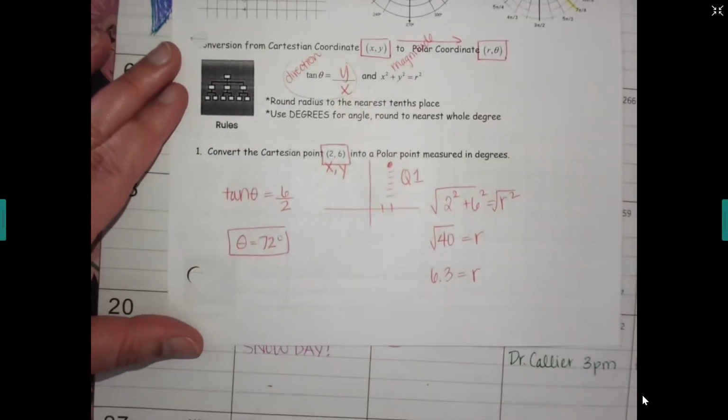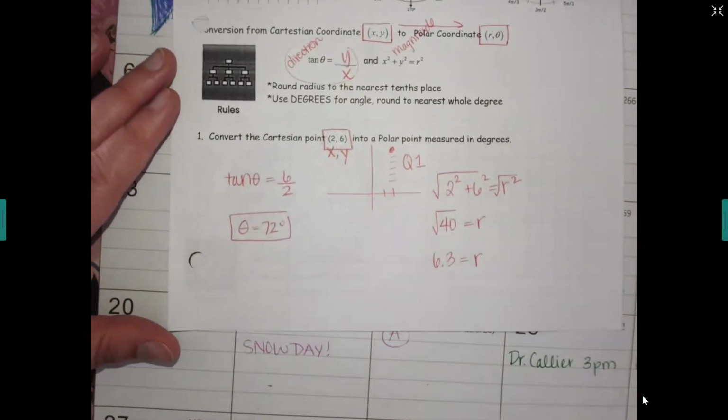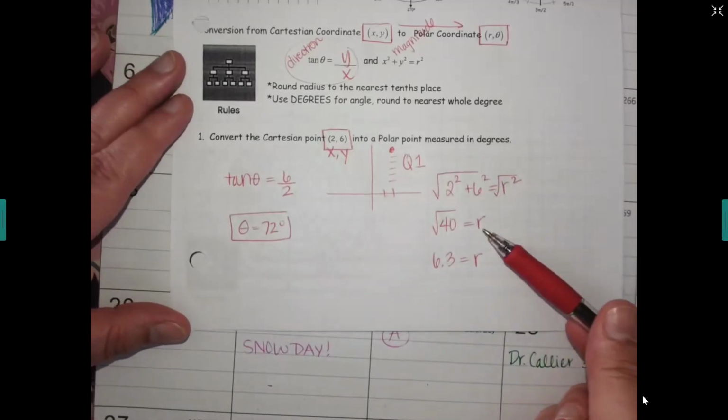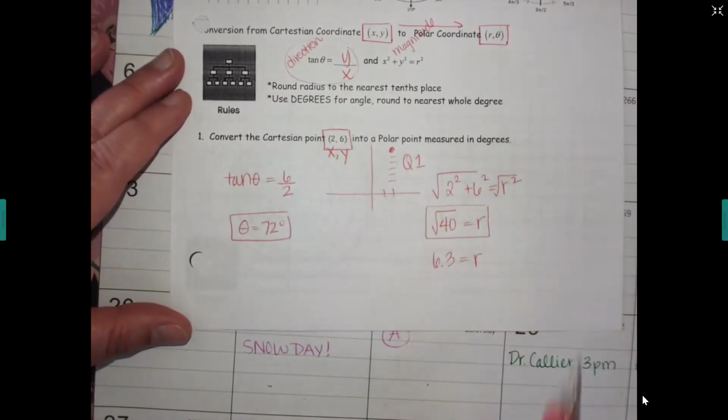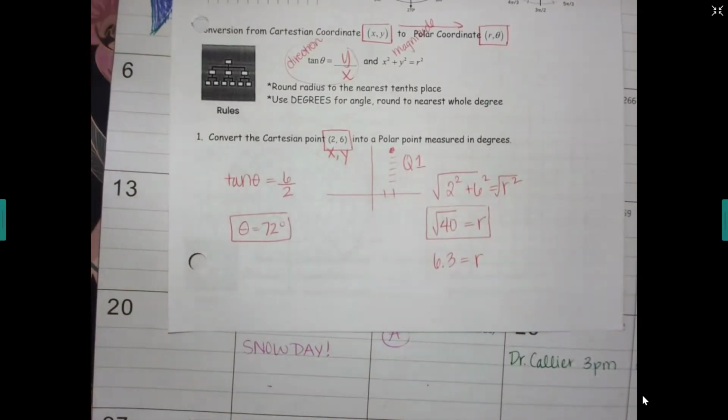Now, for your homework, if I remember correctly, it says you need to leave this as an exact value in radical form. So that means that you would use this one. The reason I had you do it as a decimal is I want you to think about how this would place you in the same spot. That you would go to 72 degrees.